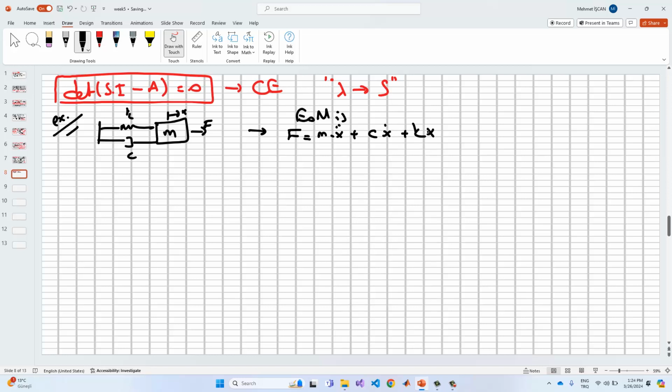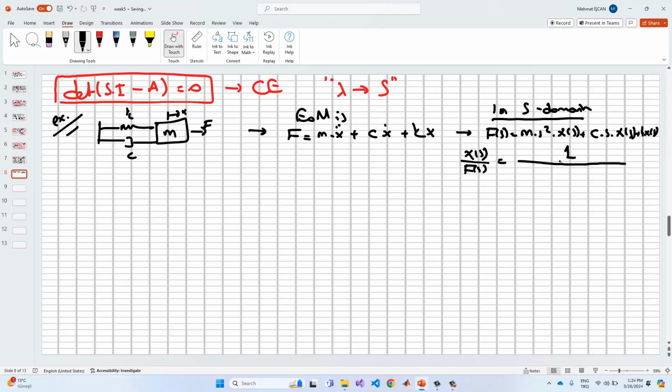This is the general solution of this term. And so in S domain, we have F(s) = m s square X(s) plus c s X(s) plus k X(s), right? And so the transfer function can be written as X(s) divided by F(s) is equal to the what? 1 divided by m s square plus c s plus k, right? This is the transfer function of this mass spring damper system, right?